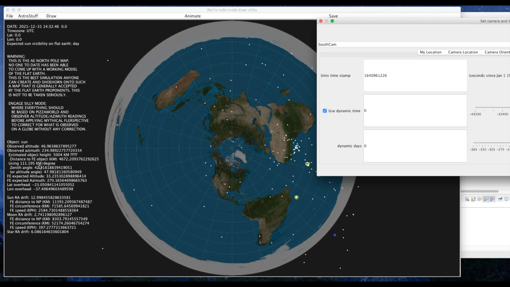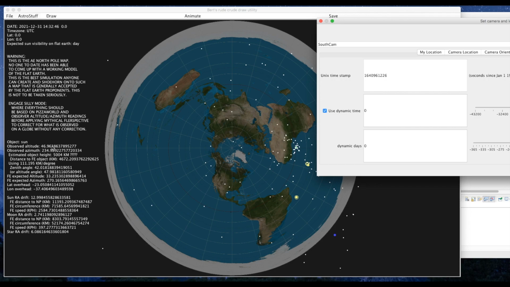If we use 111.195 kilometers per degree, based on the observed altitude and the object height of 5,004 kilometers to give us that distance, that should give us a zenith angle of 42.018 degrees or an altitude angle of 47.981 degrees. So it's 90 degrees minus this zenith angle. These calculations are based on the observed altitude like this.